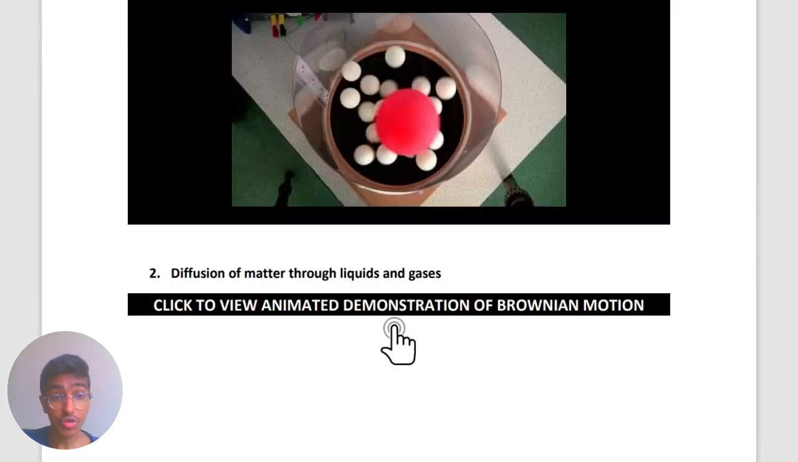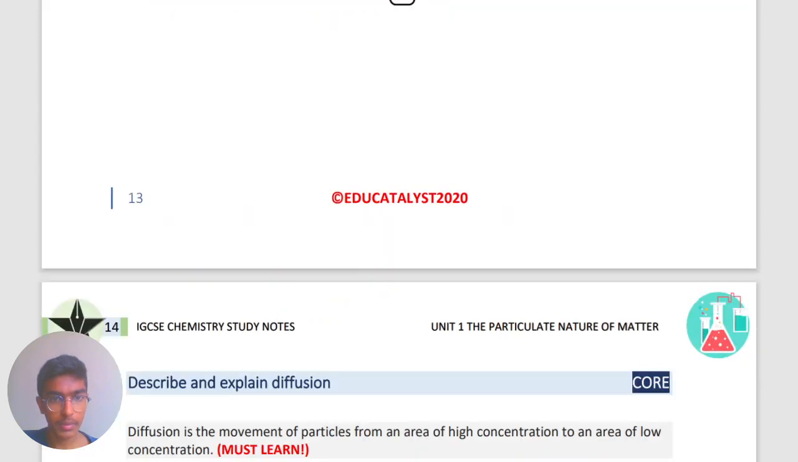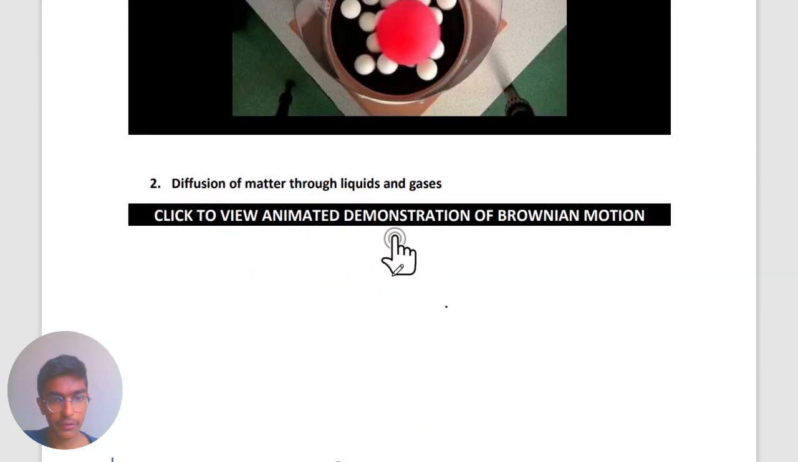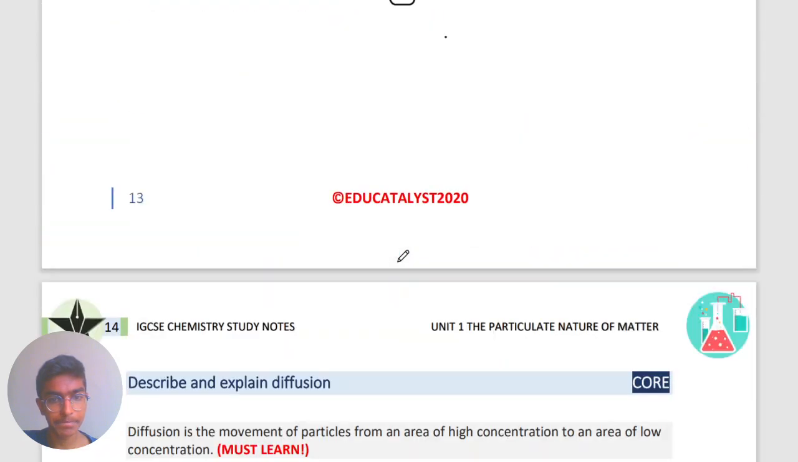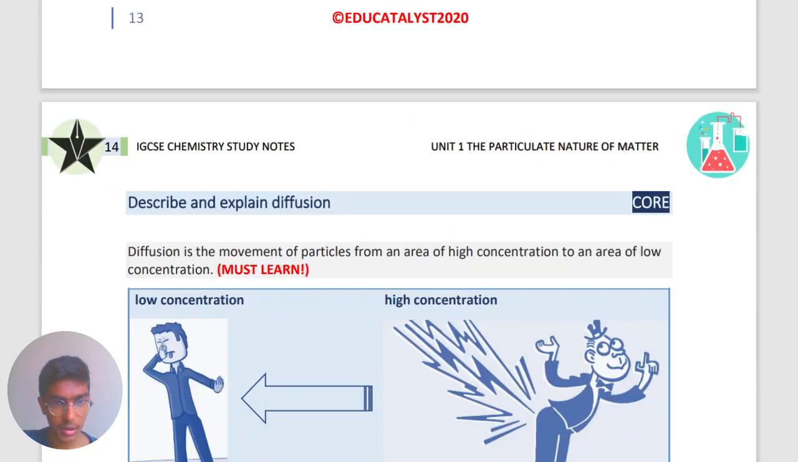Here we look at diffusion. Diffusion is a very popular topic, and basically diffusion talks about the spreading of a gas. Diffusion is the movement of a gas from an area of a higher concentration to an area of a lower concentration. Why do we say high concentration to a low concentration?